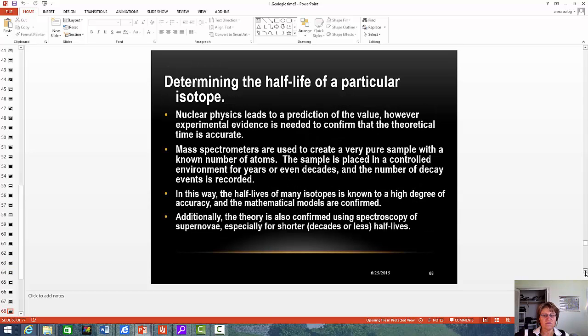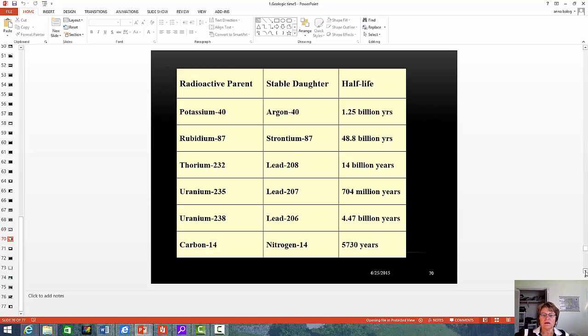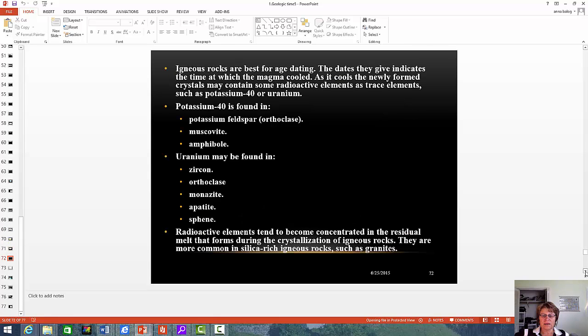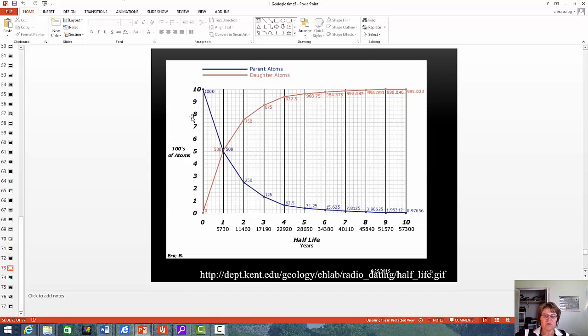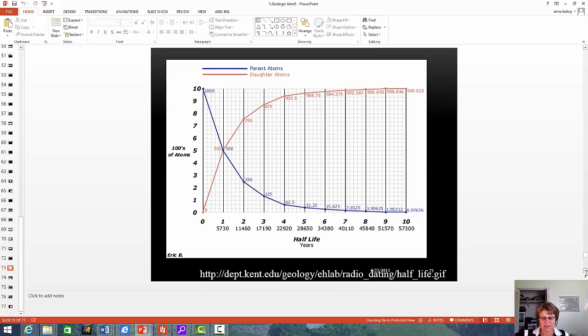Okay, so you know what the half-life is, and you want to be able to draw the half-life curve, of course. It's important when you draw the curve that you know what this axis means and what this axis means. So label the axis, I should say.